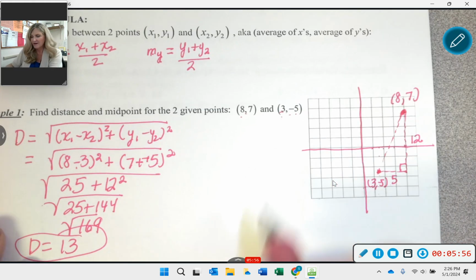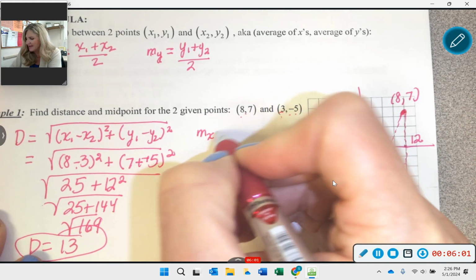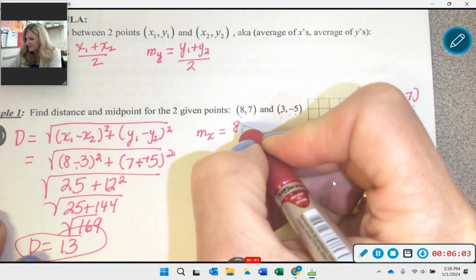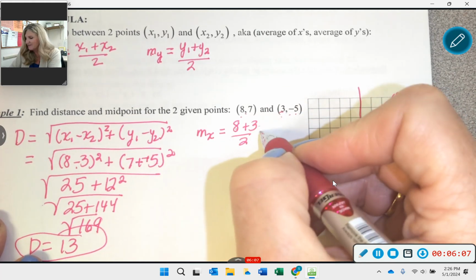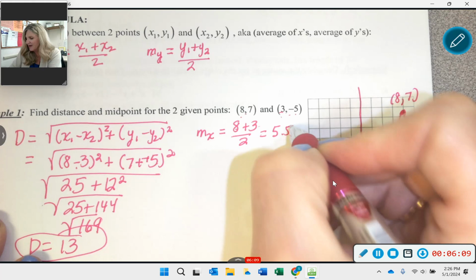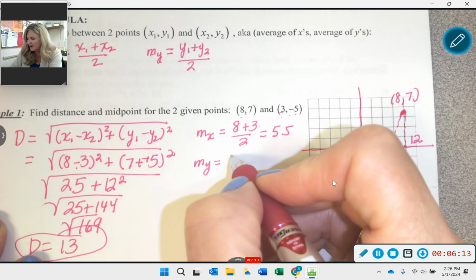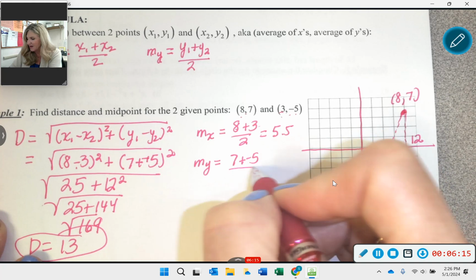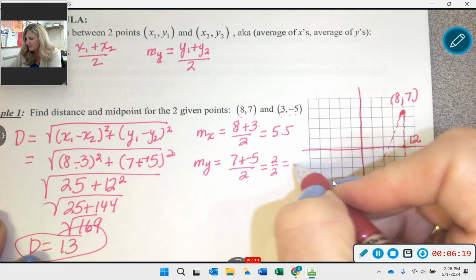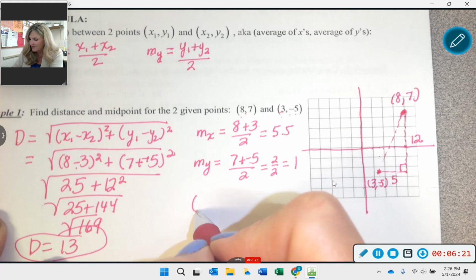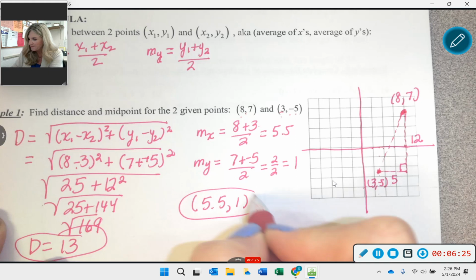All right, to find my midpoint now, to find the midpoint for the x, I have to add up the x's and divide by 2. So 8 plus 3 is 11, divided by 2 is 5.5. To find the y coordinate for the midpoint, I have to add 7 and -5 and divide by 2. That's 2 divided by 2, and so that's going to be 1. So that midpoint should be at 5.5, comma 1.